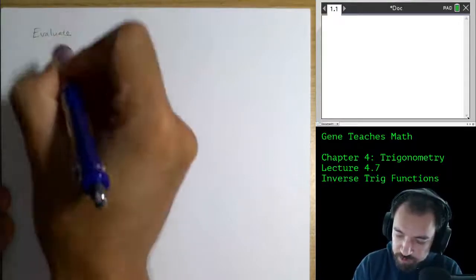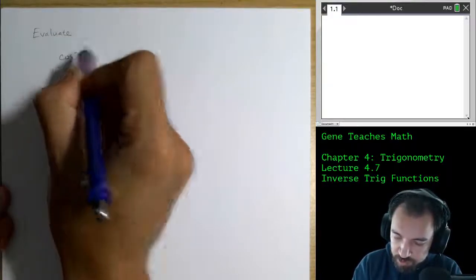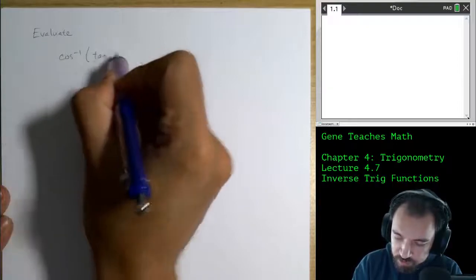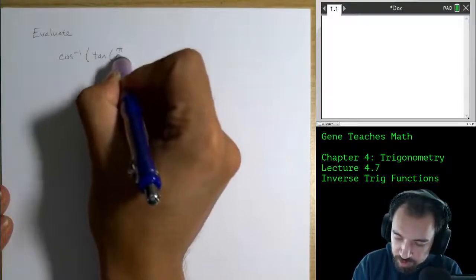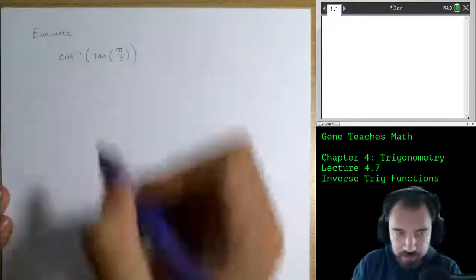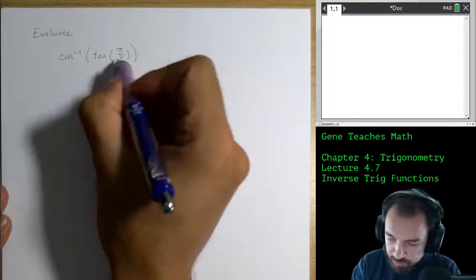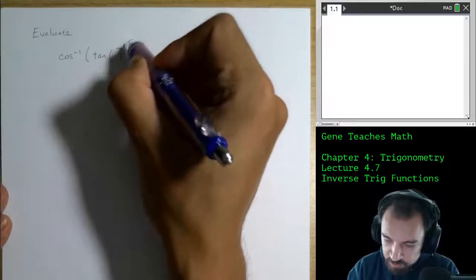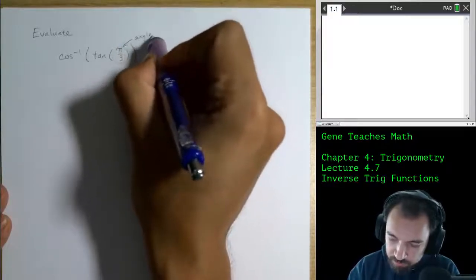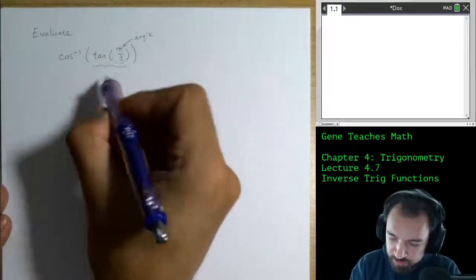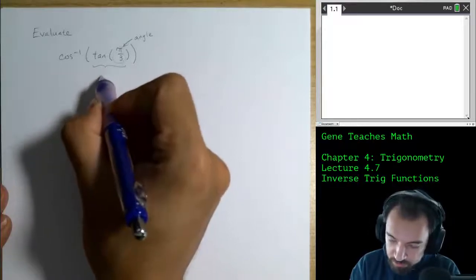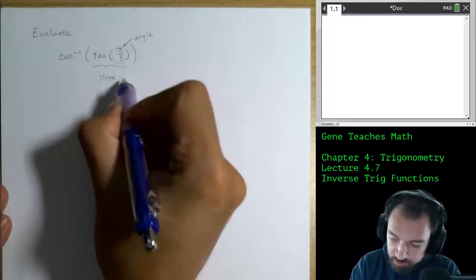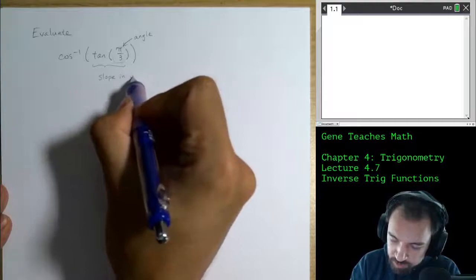First, we would like to evaluate cosine inverse of tangent of pi over 3. So first things first, we look at the very inside. This is the input for the tangent function, so this is going to be an angle. And then the tangent is going to give us the y over x in the unit circle, or as I like to call it, the slope. Slope in unit circle.